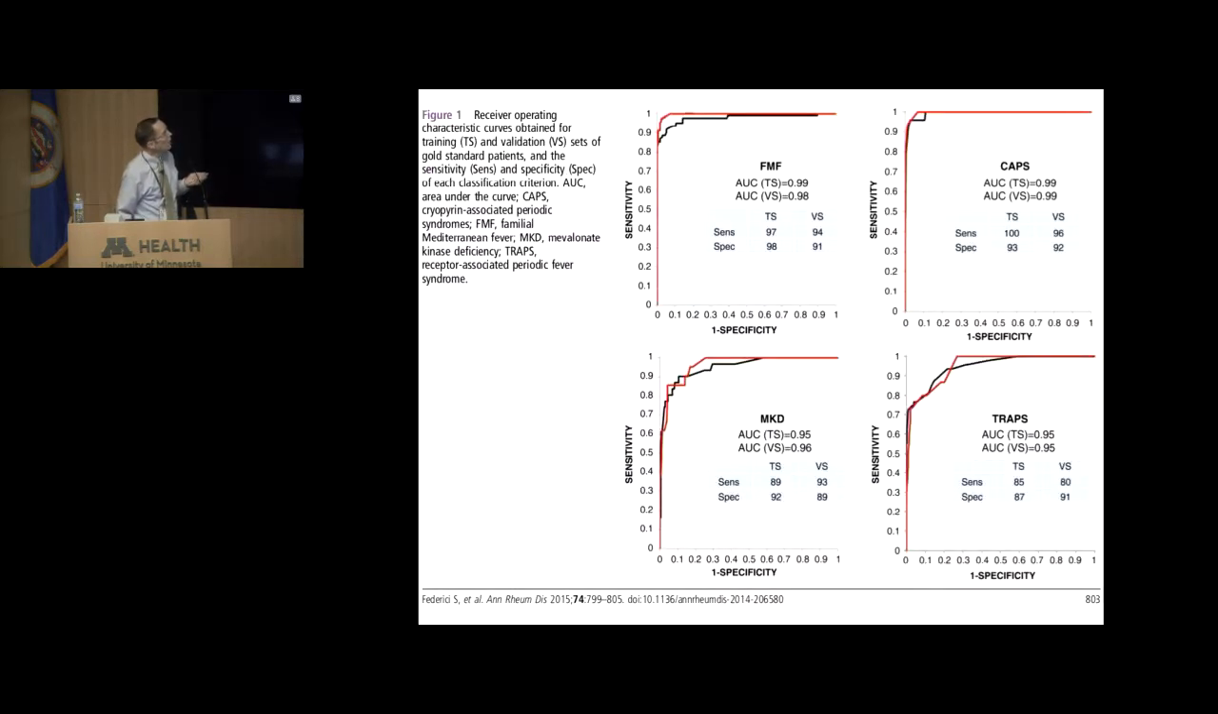So these are receiver operating characteristic curves, and they show how tightly correlated the test group as well as the validation groups are. And the sensitivity and specificities are especially good for the top two disorders, but not quite as good for the lower disorders, but still pretty good sensitivity and specificity if you look at the numbers in the tables there.